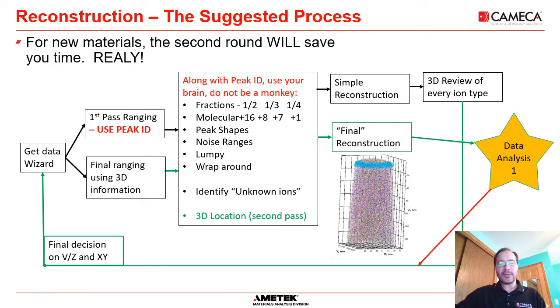Ranging is often done in 2 or more cycles. The green path in this flowchart is the second round. Peak ID is a great tool to use in each round, but use your brain too. Remember, the peaks you identify will be used to modify the algorithm and make it smarter.